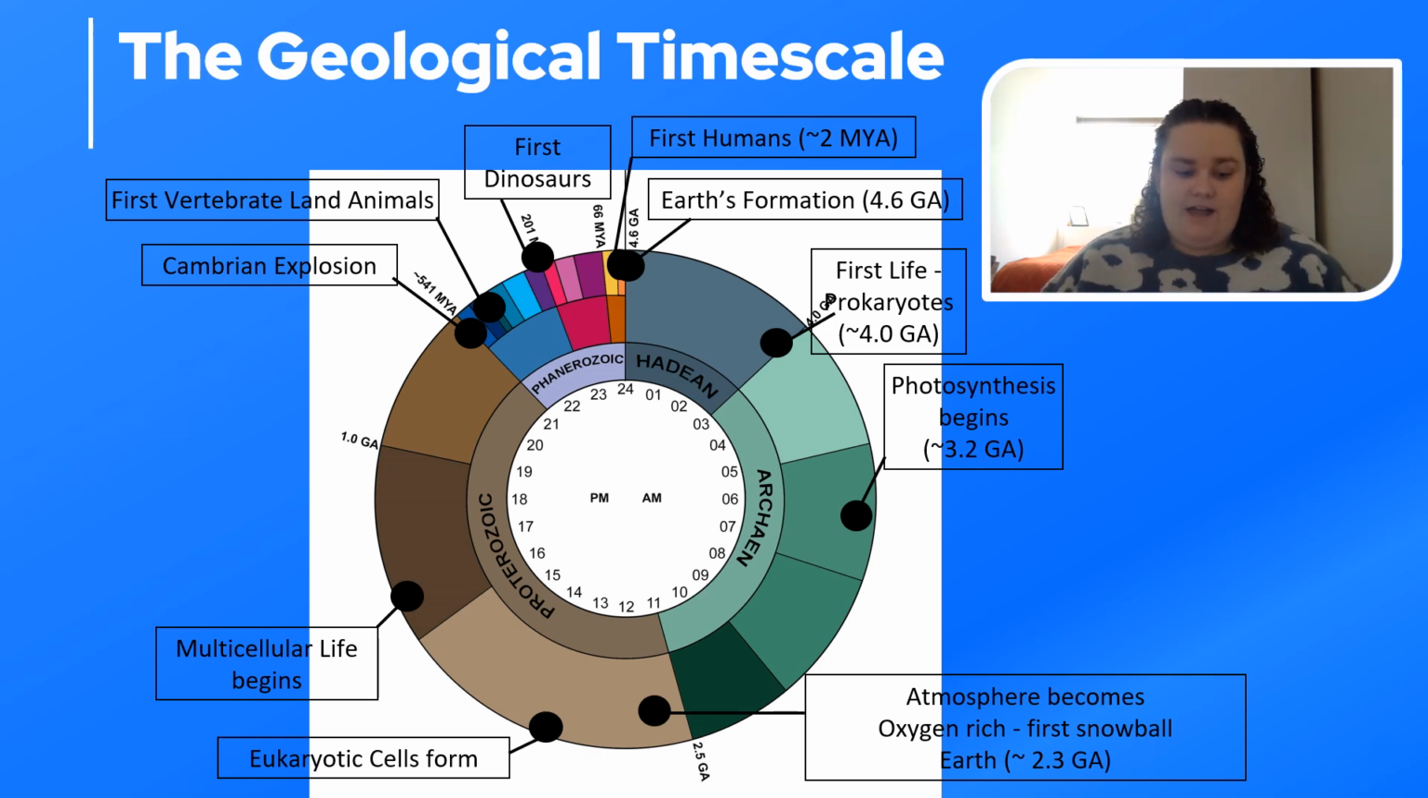We begin at 12 AM, when the Earth forms, which is at 4.6 billion years ago. Life, known as single-celled prokaryotes, evolves at around 3:30 AM. Photosynthetic organisms emerge. The atmosphere becomes oxygen-rich, and it forms the first snowball Earth at around 2.3 billion years ago.